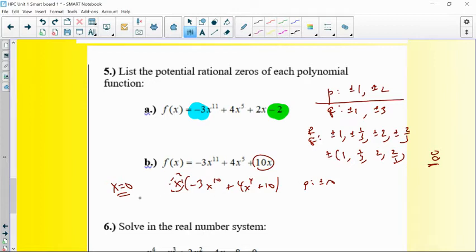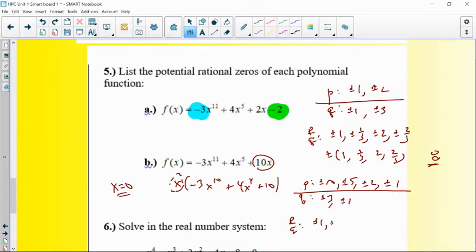So now that I factor that out, I do have a constant. My p-value would be plus or minus the factors of 10. So plus or minus 10, plus or minus 5, plus or minus 2, plus or minus 1. And then Q would be plus or minus 3 or plus or minus 1. To get P over Q, you look at all these possible factors. So my P over Q would be plus or minus 1, plus or minus 3, oh wait, sorry, I went that backwards. I apologize.